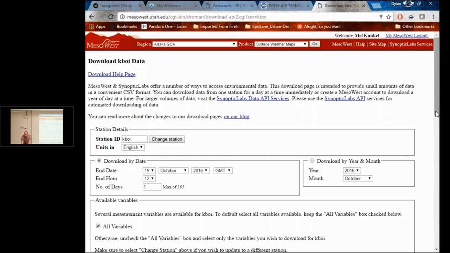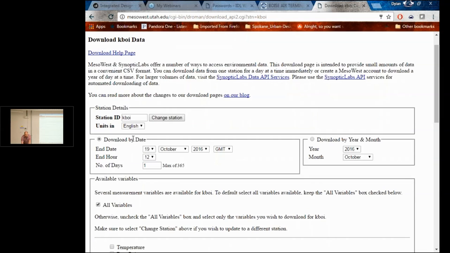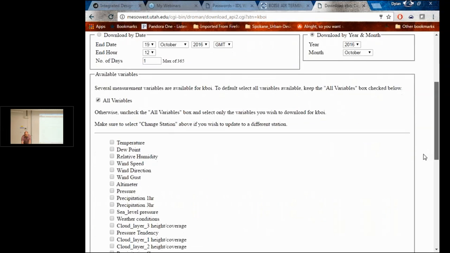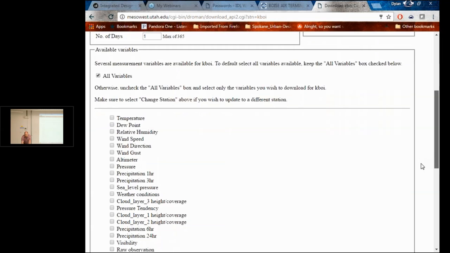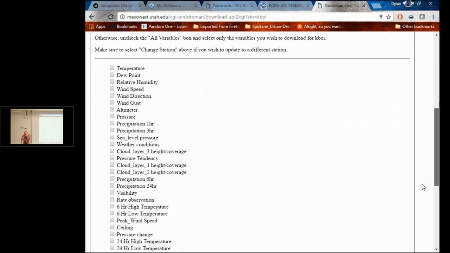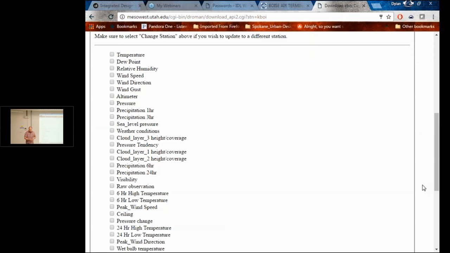A fairly simple process for this. You identify right here a station ID, and I'll show you how to find those shortly. And then if we come back in here, we'll just do a 1 month time frame, and you can pick either all of the information. In this case, you can see that there's quite a bit more in there than the last one. It has wind direction, speeds, gusts, pressures, ceilings, clouds, winds, temperatures. So again, more data.